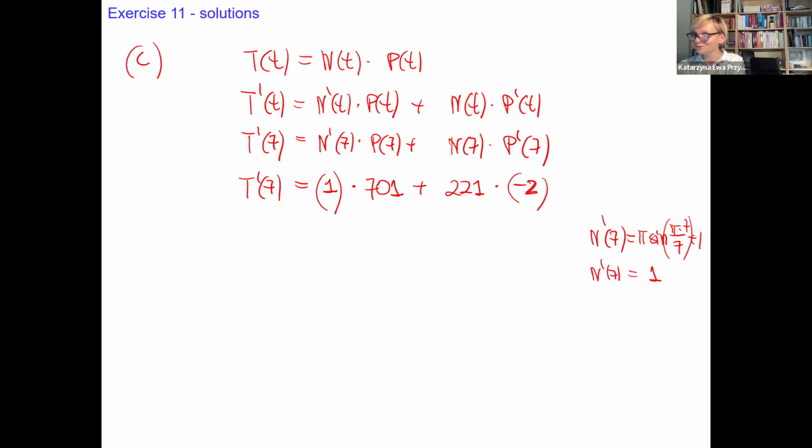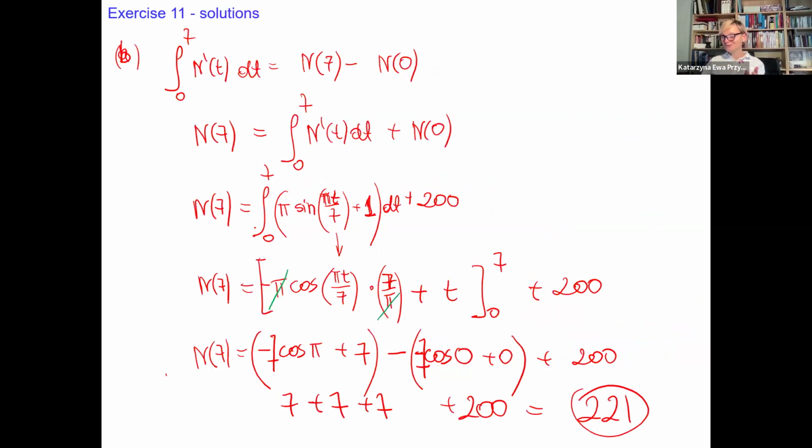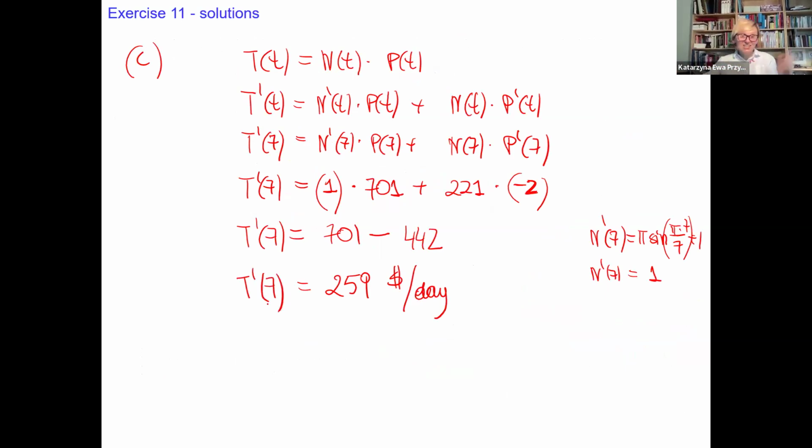And what about -2? Where does the -2 come from? P prime at 7, from the graph. P prime at 7 is that value, and actually, yes, it's -2, because we can see it's not -1. Okay, good. And what is the number? It's 701 minus 442. Okay, 259, and we can say dollars per day, because this is a rate of change. That means it's positive, it's increasing.